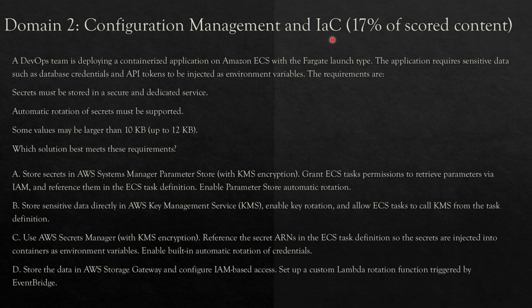And here you can have a question something like this. Again, I'll give it 2 seconds. You can pause the screen and read the question. A DevOps team is deploying a containerized application on ECS with the Fargate launch type. The application requires sensitive data, database credentials and API tokens, to be injected as environment variables. Now you need to know what an environment variable is first of all, right? Our requirements are that the secret must be stored in a secure, dedicated service, with automatic rotation, and values may be larger than 10 KB. Which solution best meets these requirements?